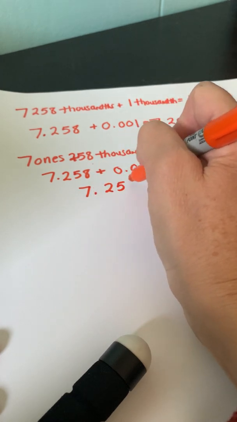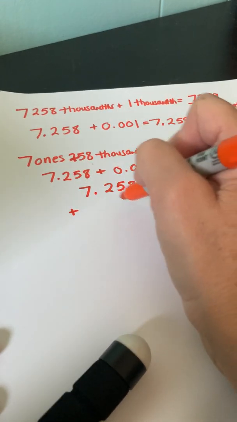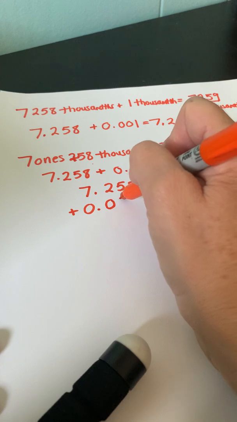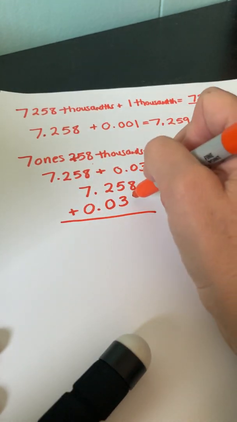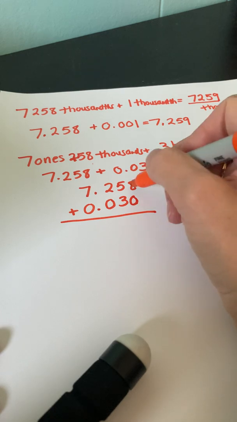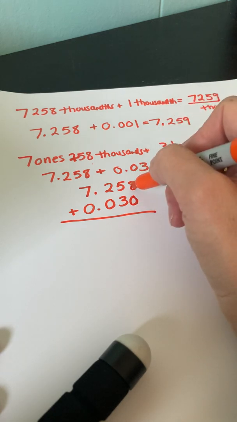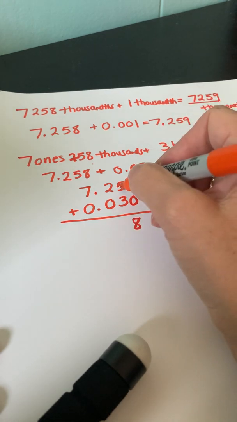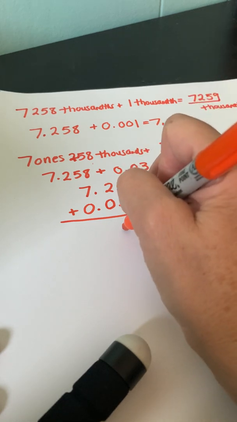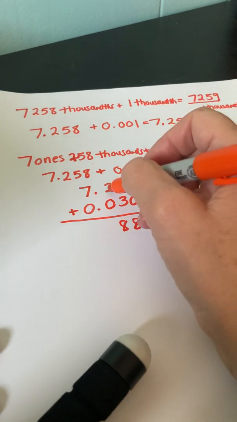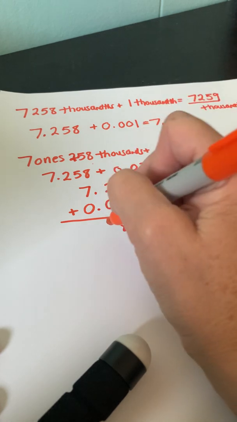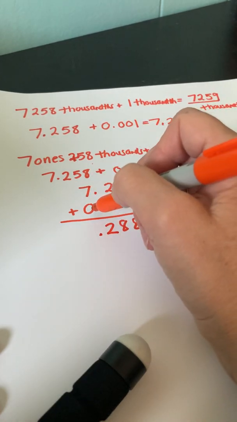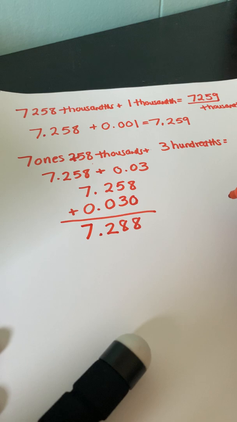7 and 258 thousandths plus 3 hundredths. That's my ones place, there's my decimal, there's my tenths place, there's my hundredths place. A lot of you like to fill in the 0, so you have a matching number of digits. 8 thousandths plus 0 thousandths is 8 thousandths. 5 hundredths plus 3 hundredths is 8 hundredths. 2 tenths plus 0 tenths is 2 tenths. Bring my decimal. 7 ones plus 0 ones is 7 ones.